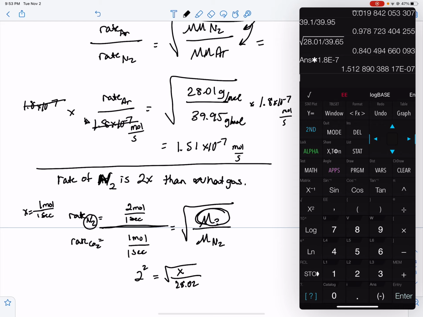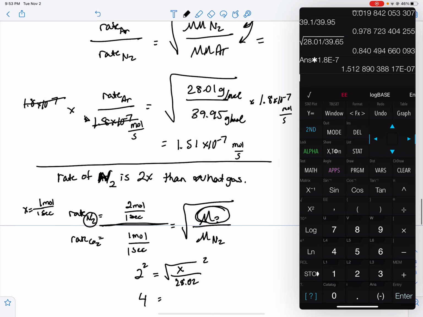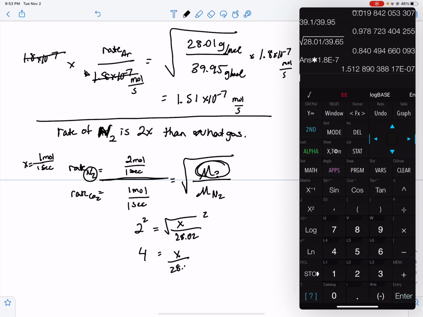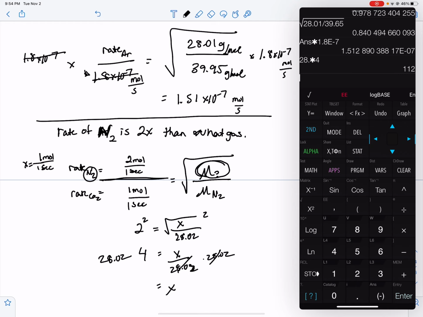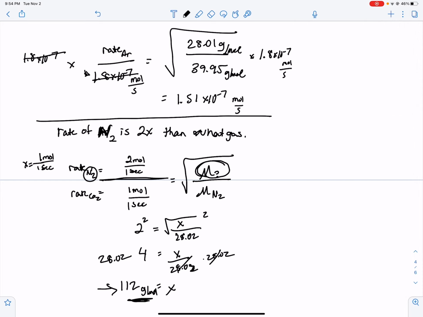And then I would square both sides. So I get 4 is equal to X over 28.02. And then I cross multiply it up. So those cancel, and I get the 28.02 times 4, which gives me X equals 112 grams per mole. And then I would have to either go searching on the chart, or it would give me maybe some answer choices, and I would pick the one that has this molar mass. So hopefully that makes sense, and using these aren't too much of a worry for you.